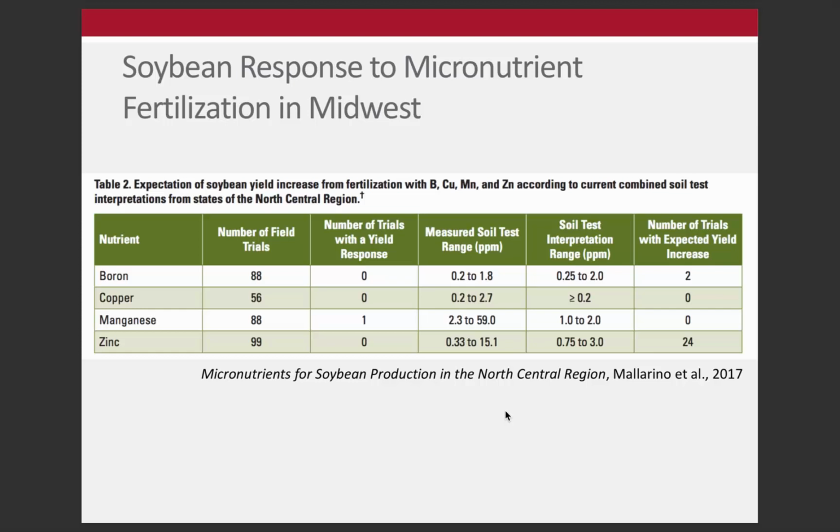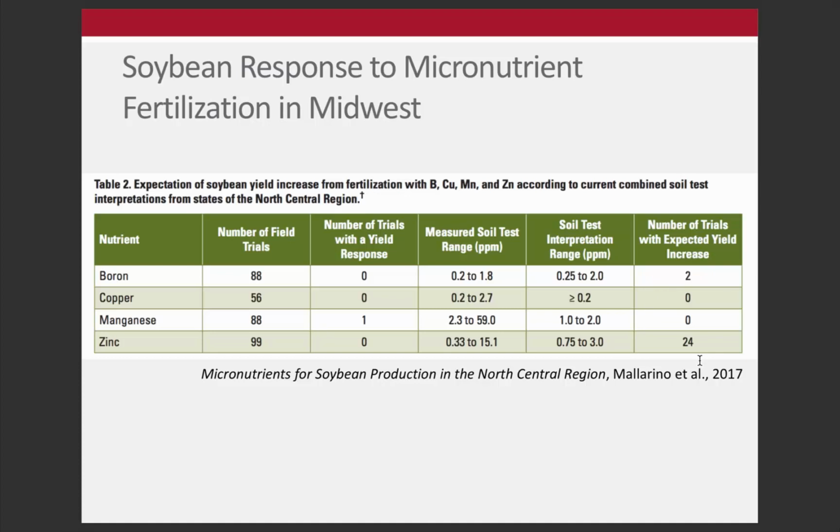This is results from their field trials. They looked at a lot of field trials across, I think, 3 or 4 different states. You can see the numbers here, 88, 56, 88, 99, and then the number of trials with a yield response, and they had one. And here's the measured range in the soil test, so large ranges of extractable micronutrients, and here's where the recommendations said that they should be, and then based on that, here's the number of trials where yield increases were expected.